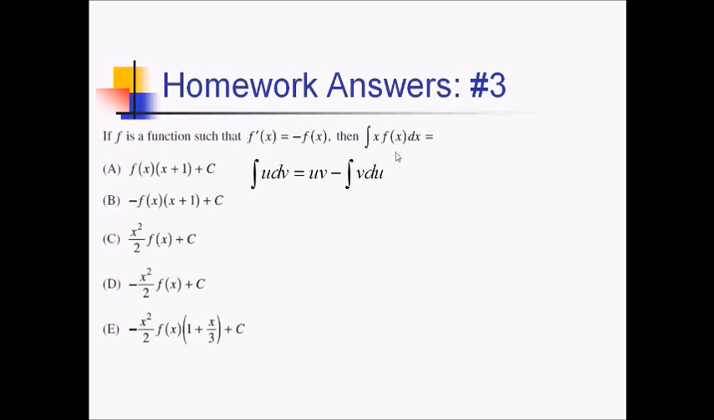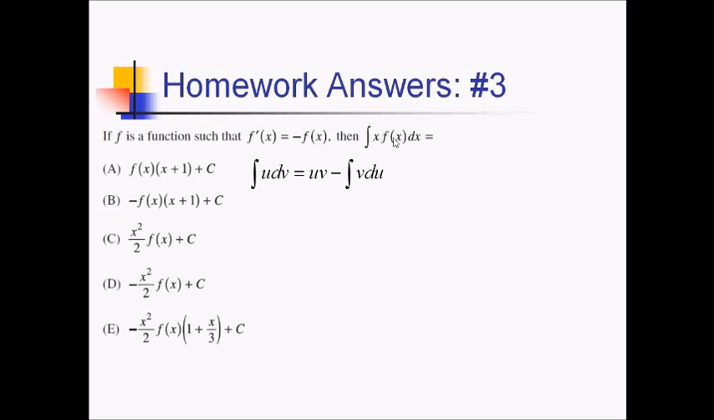So that's hard to make a choice between those. So let's think about what we want our dv value to be, and then we'll just let u be the thing that we don't pick. For dv, I want something that's easy to integrate. So I have a choice between x and f of x. Which one would I rather have to integrate?